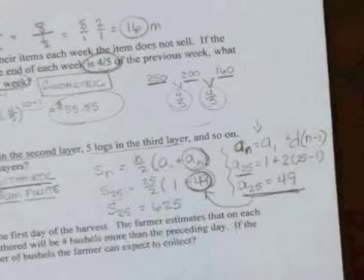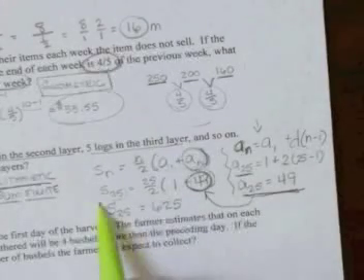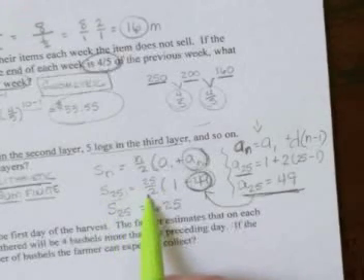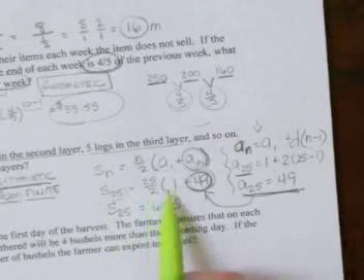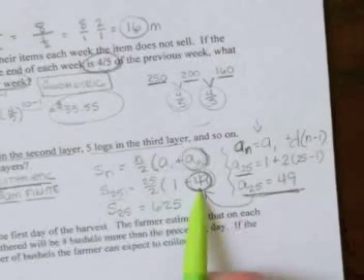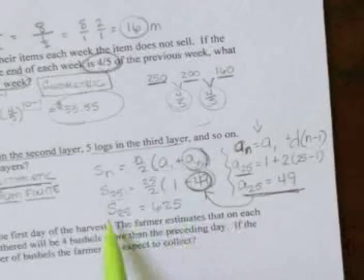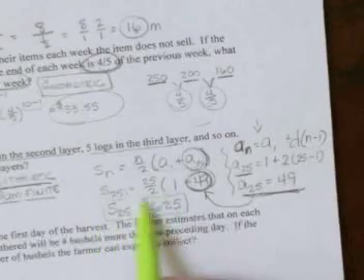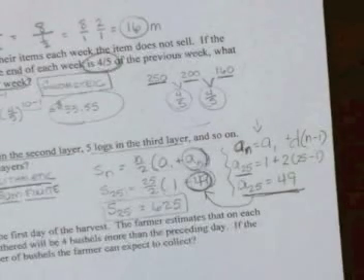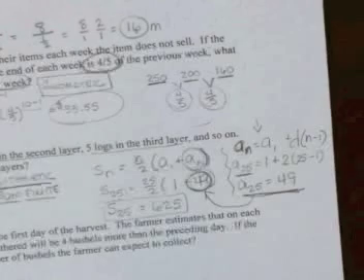So let's back up. We're finding the sum of the first 25 layers. So I've got 25 over 2. I'm adding the first and the last terms, 1 plus 49. And again, if I sort out the arithmetic, I find that the sum of the first 25 layers has 625 logs.